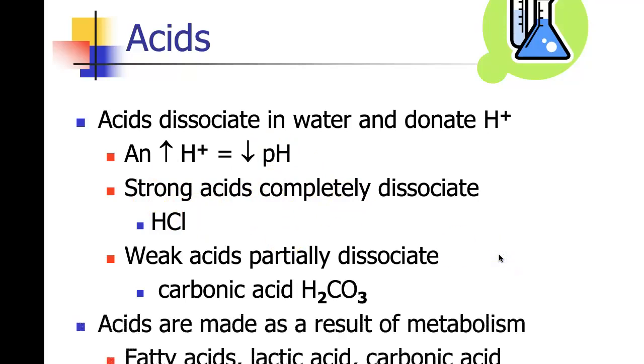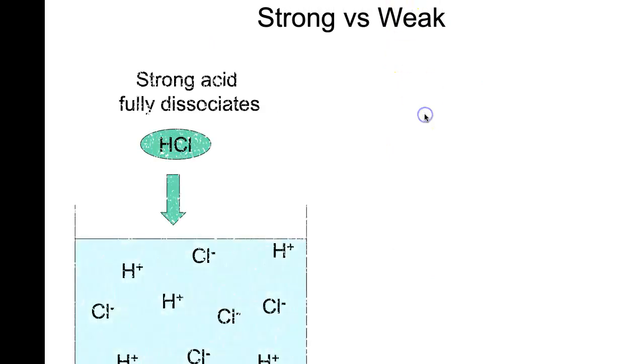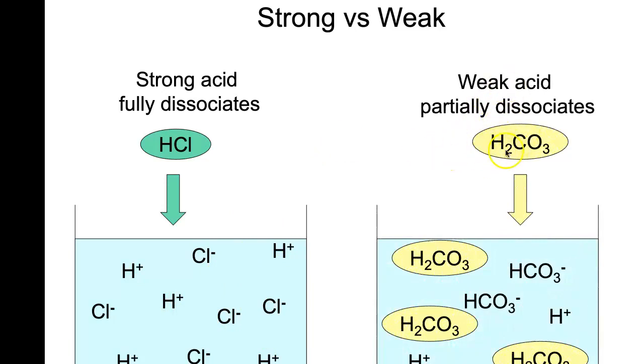Acids are made as a result of all different kinds of metabolism. Think about a lot of the ones you have in your body: fatty acids, lactic acid, carbonic acid. These metabolic products, being acids, become really important when we think about having to manage blood pH. Okay, so what makes something a strong or weak acid? Strong acids fully dissociate, like HCl. So here's full dissociation into hydrogen and chloride. Now you see there's more hydrogen ion available to lower the pH of the solution. Weak acids get partial dissociation, so you have some division into hydrogen ion and bicarbonate, but the rest remains as carbonic acid.